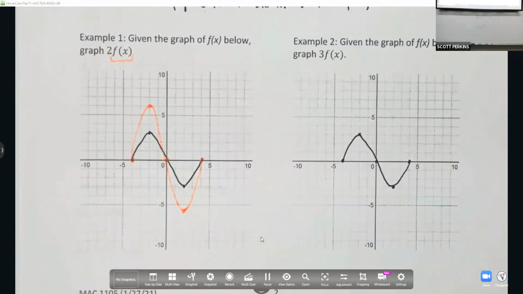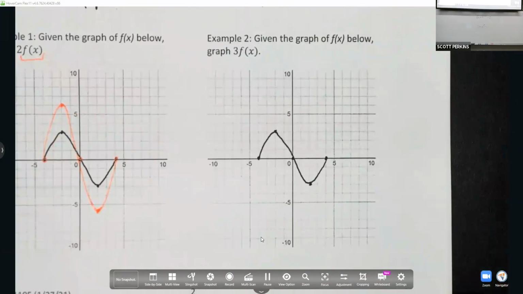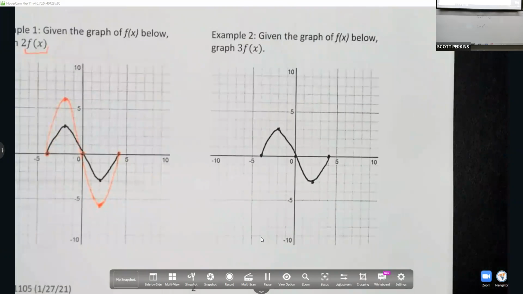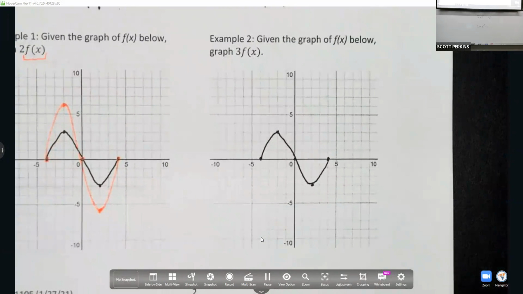Well, what I would like you to do then is a very simple exercise. It's almost the exact same thing we just did. Example 2 says, there's f of x again. It's the same function. This time, I would like you to graph 3f of x. Gives you a little practice.